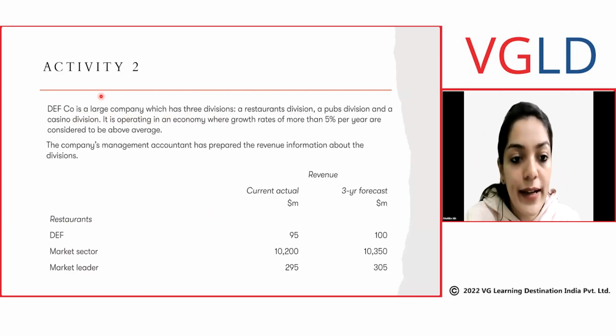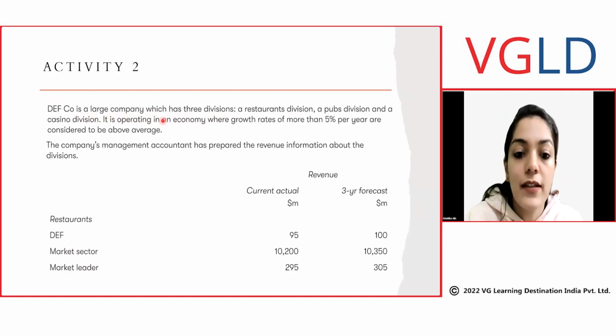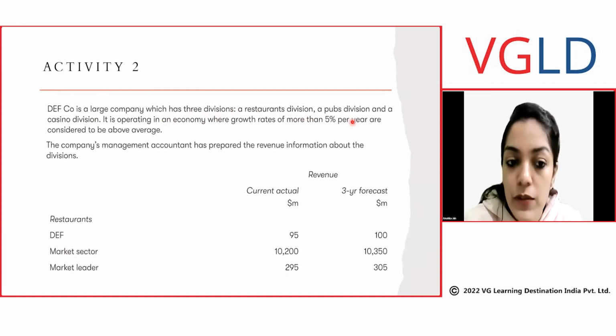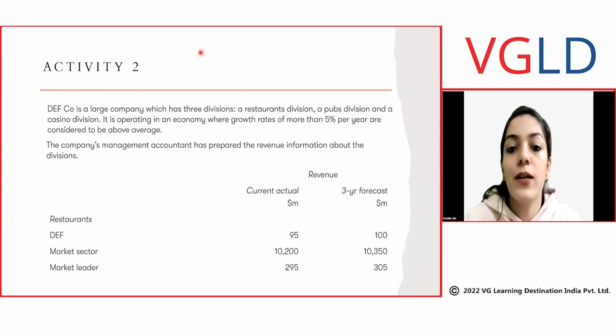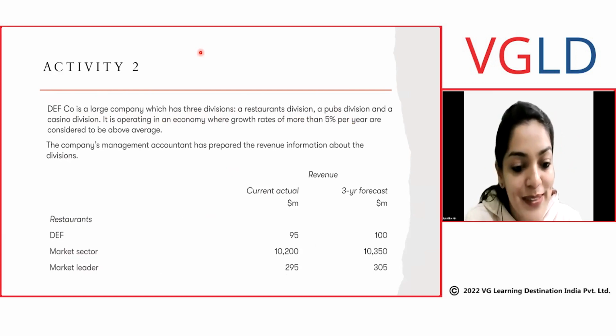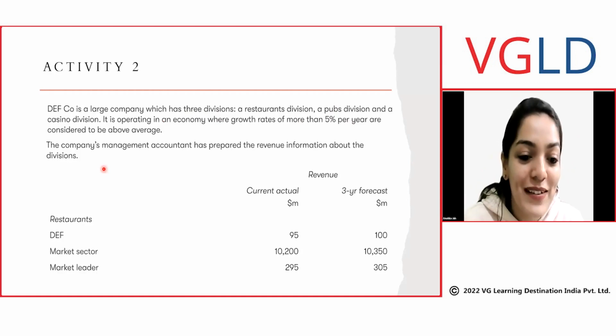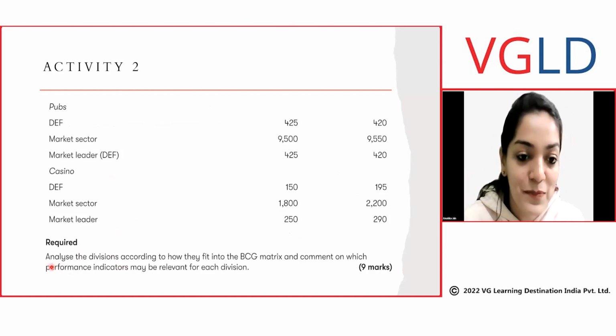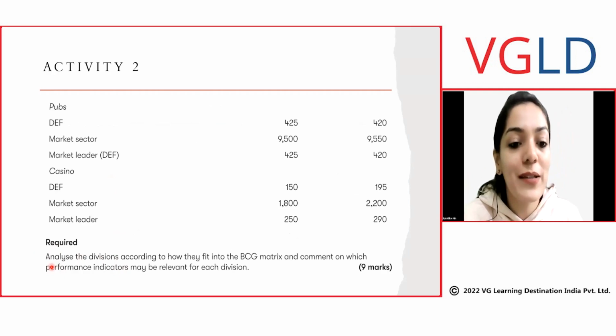I'll start reading the activity, right? DEF company is a large company which has 3 divisions: a restaurants division, a pubs division, and a casino division. And no one pointed out that I should be reading the requirement first. Where are the active students? Why are we not reading the requirements, waiting to be stopped? No one stopped me. As I told you yesterday, please make it a habit to read the requirement first. You should know what you're trying to find out.